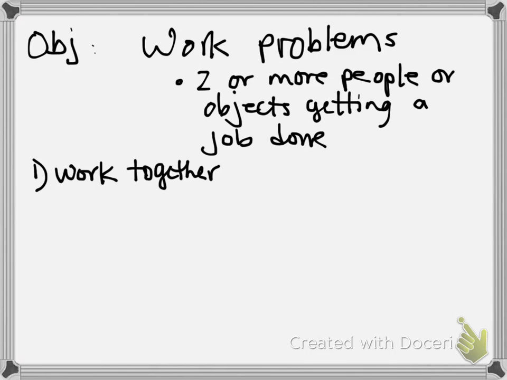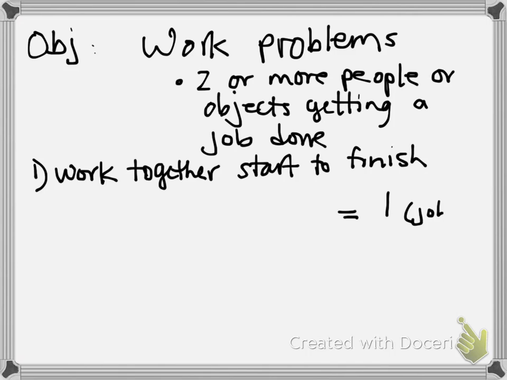Work together, start to finish. Now, what's very different from what I'm going to teach you is that we're going to come up with fractions that represent the amount of work each individual will do while working together. The big difference: what's going to get done is a complete job. So our fractions are going to lead to having one complete job. Okay?